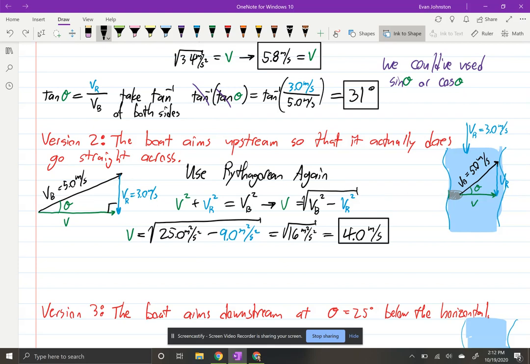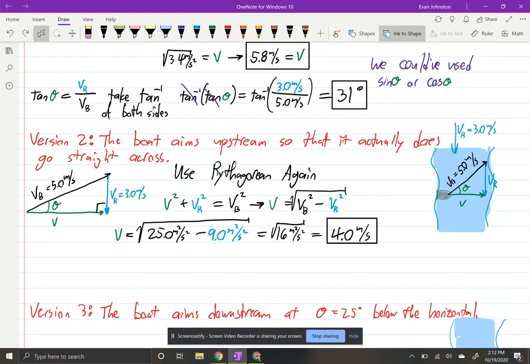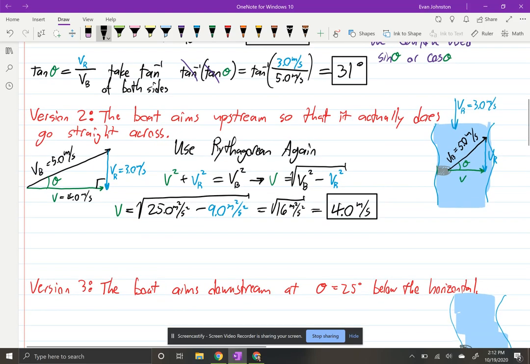And so just like I guessed, and hopefully you intuitively agree with, it's actually going a little bit slower than the 5.0 meters per second that the boat goes at, as far as its speedometer reads. So now let's find the angle for it. Well, now we know that this thing is 4.0 meters per second. We have all three sides. We could use sine, we could use cosine, we could use tangent. I'll just mix it up for fun here. And so let's use sine this time. So sine is going to have us use the opposite over the hypotenuse.